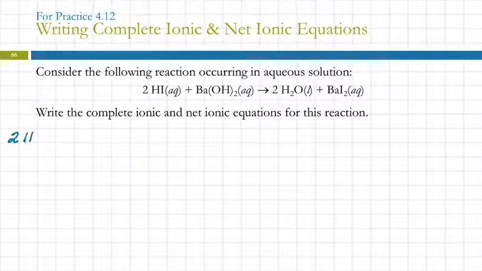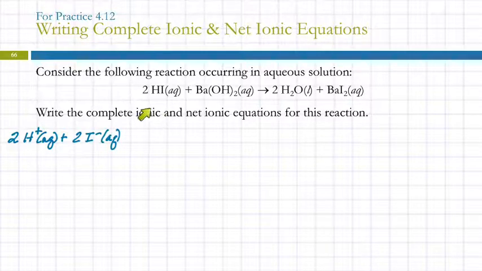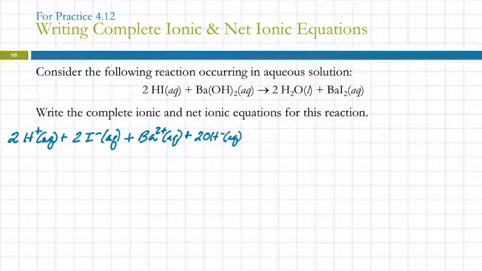I have 2 of them, and so I'm going to end up with 2 hydrogen ions and 2 iodide ions. That's from this guy right here. And then this one's also aqueous, so I'm going to separate that into ions. That's going to give me a barium ion. And I've got hydroxide ions, but there's 2 hydroxide ions. You with me so far?